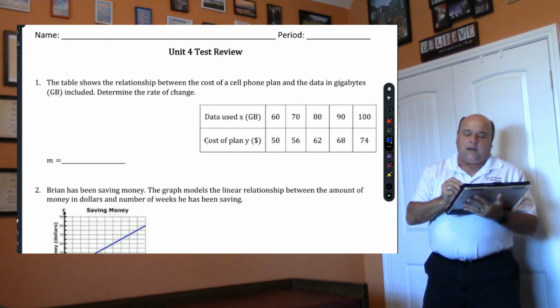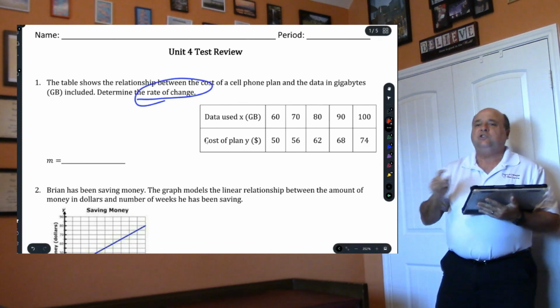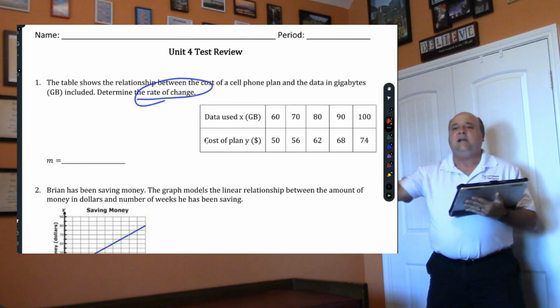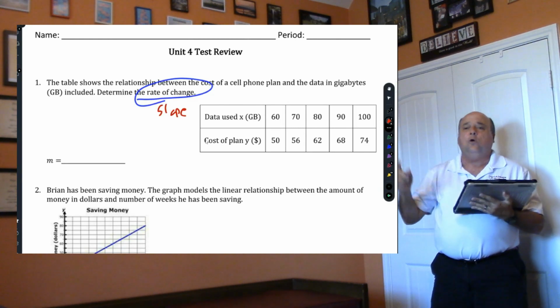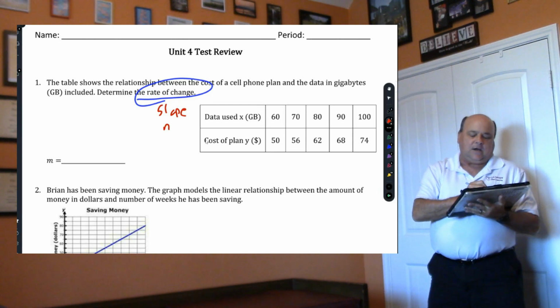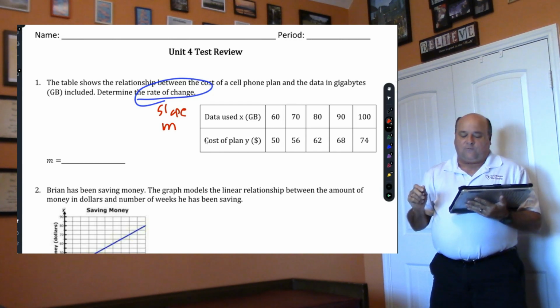Okay, so number one, we want the rate of change of this function. So we're going to put this into a spreadsheet and calculate the rate of change. Remember, the rate of change and the slope is the same thing. On the calculator, it's letter M. So letter M is your slope, which is what we're looking for on the calculator.